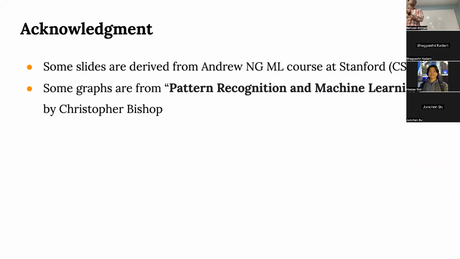Yeah, so this is the book that used to be very popular, everyone was reaching out to this book back in the day. Even now it's still a very good book, Pattern Recognition and Machine Learning by Christopher Bishop is still a good book.